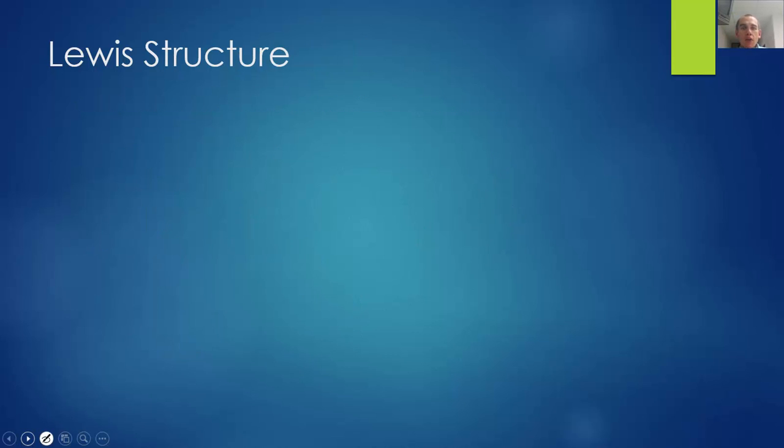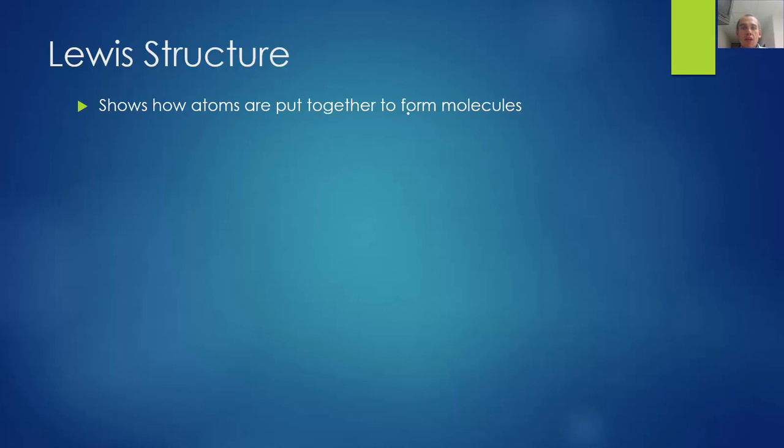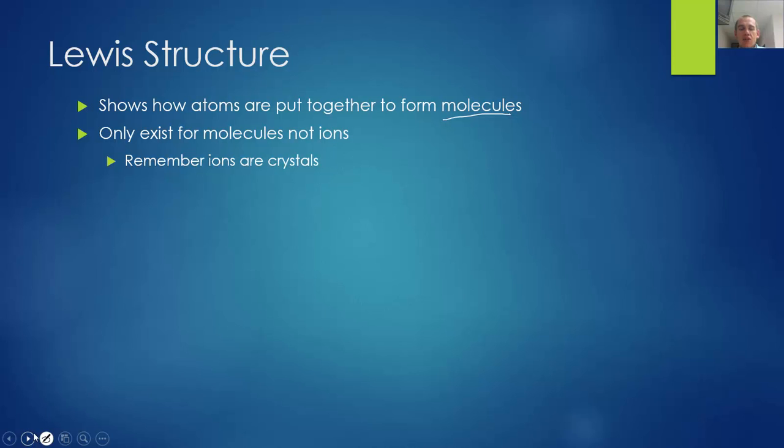What we do though is we can draw Lewis structures of molecules. Now remember, a molecule is a group of covalently bonded atoms. So it shows how these atoms actually bond and what they're doing when we form molecules. And a Lewis structure only exists for molecules, not for ions, because in an ion you have a crystal, and the crystal structure is repeating, and that pattern can just keep getting bigger and bigger and bigger. Unlike a molecule, which eventually ends.